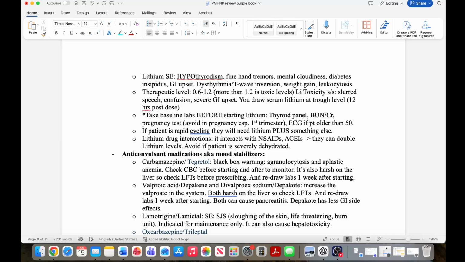So once the patient gets the dose, we used to do that in the hospital. Once they get their dose in the morning, we come in as night shift and we draw their trough level.